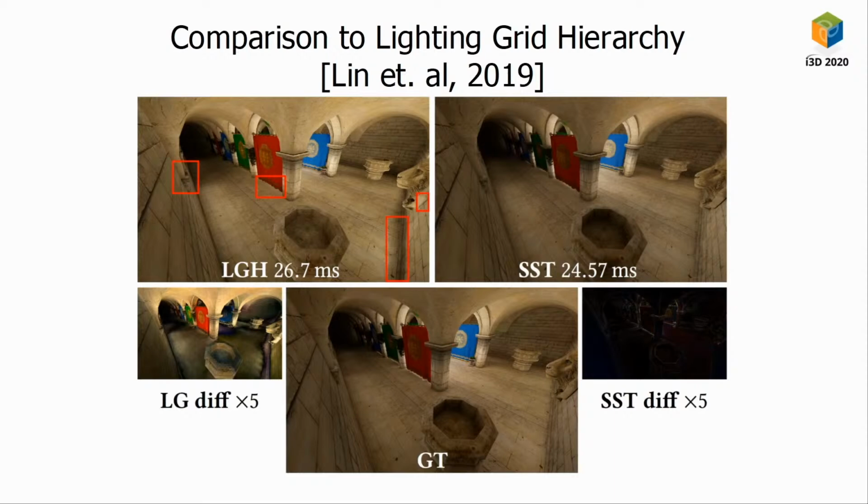We also compared our approach to the lighting grid hierarchy for real-time rendering. Our test setup was a single point light placed at the center of the Sponza scene. Our approach is significantly closer to the ground truth, and faster than the lighting grid hierarchy. The lighting grid hierarchy seems to overestimate lighting in some places while being too dark in others, as shown by the red boxes in the images.